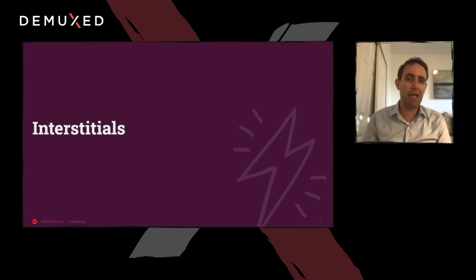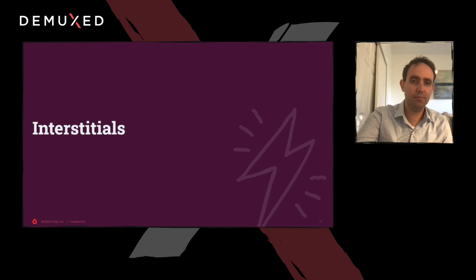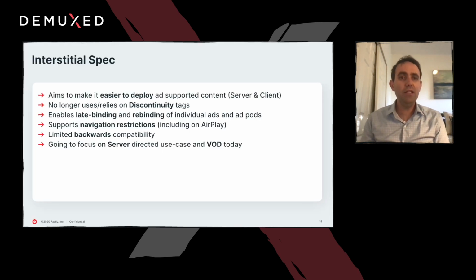So let's now talk about the Interstitial Spec and what this provides. The Interstitial Spec aims to make it easier to deploy ad-supported content in HLS. There's a server and a client implementation of this. This spec no longer uses or relies on discontinuity tags and is now a native part of HLS.